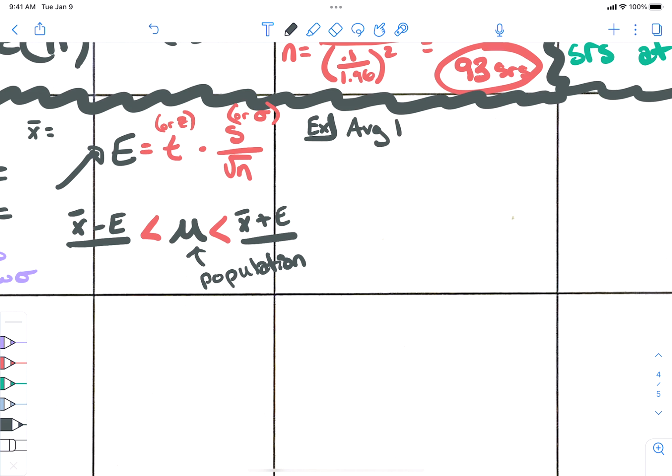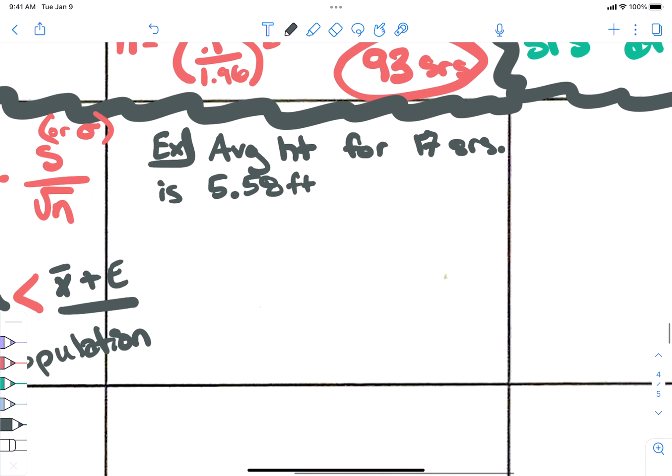I'm going to say the average height for 17 seniors is how tall? Average height is, I don't know, 5'7". Okay, but what is 5'7" as a decimal? We do 7 out of 12, right? That is 5.58 feet. That's what 5'7" is, right? 5.58 feet. You see what I just did? Okay, all right, that's the average.